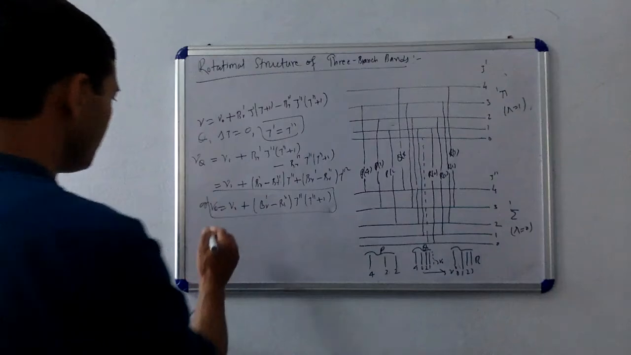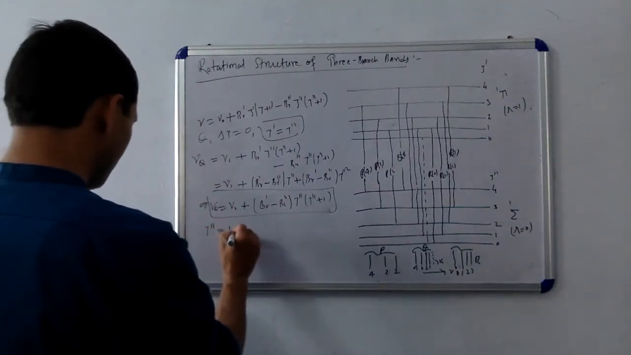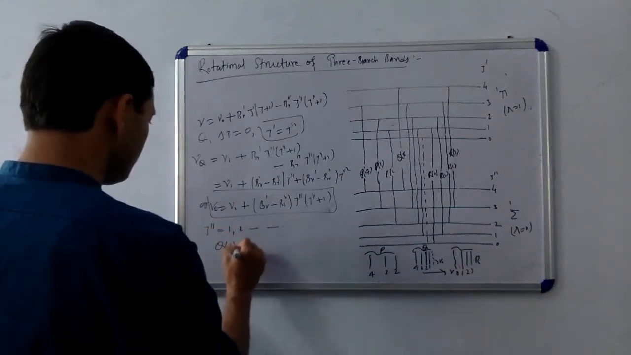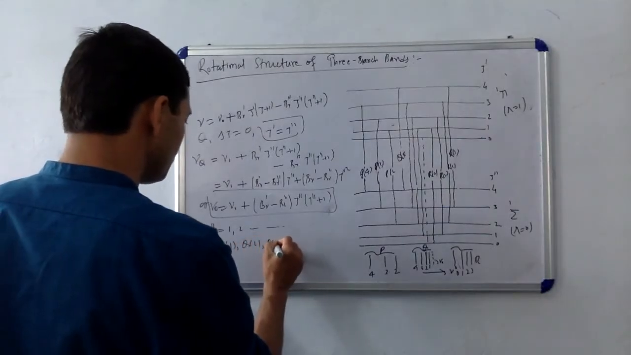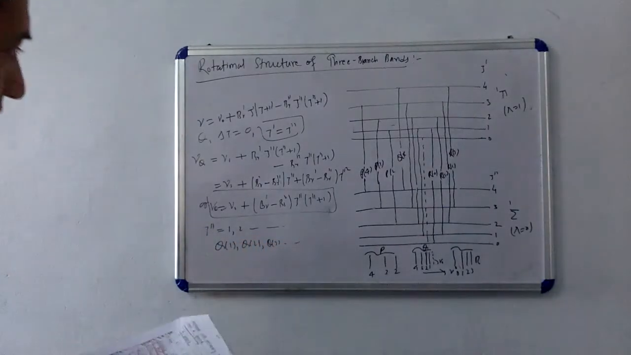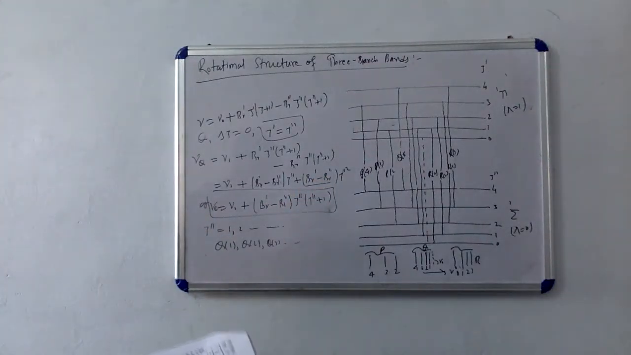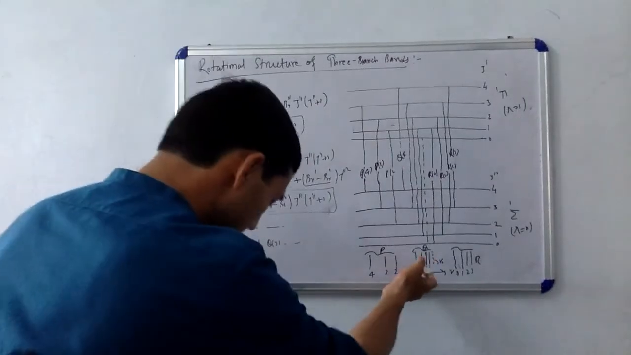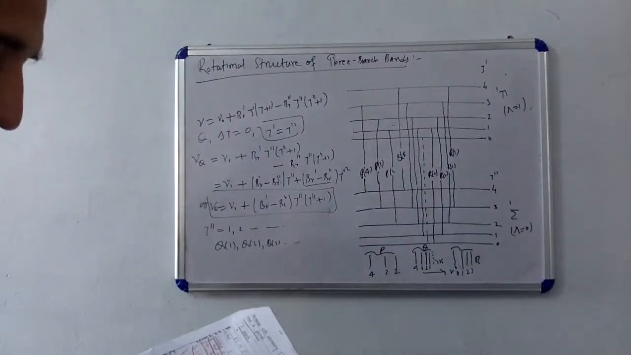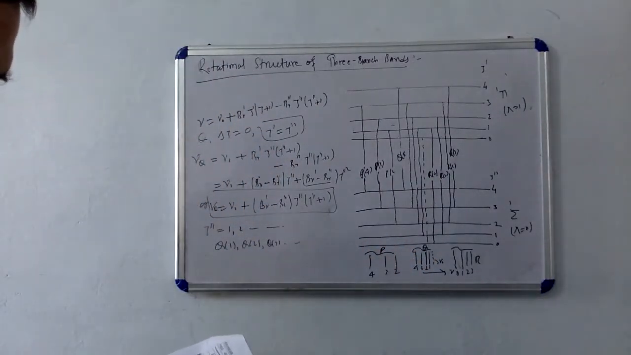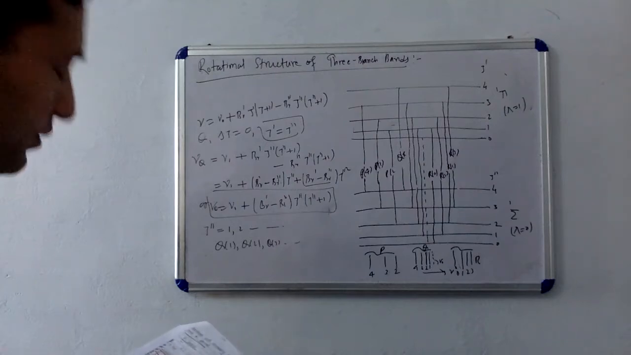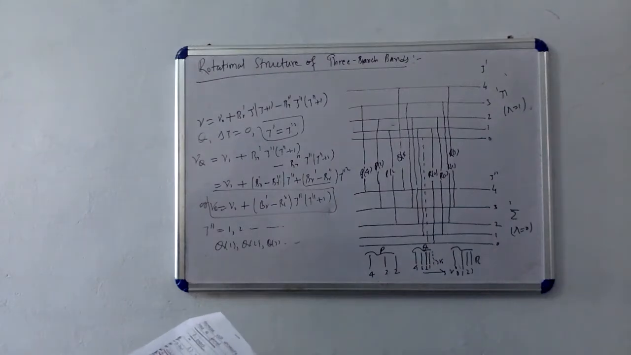Now this corresponds to J double prime equal to 1, 2, 3 and so on. We have this Q1, Q2 and Q3 and so on. If B nu prime minus B nu double prime is negative, the branch spreads towards a decreasing wave number, and the line spacing is increasing with increasing J double prime. That is, the branch is degraded towards the red, as we have shown in the figure. And if B nu prime minus B nu double prime is positive, the branch would be degraded towards the violet.